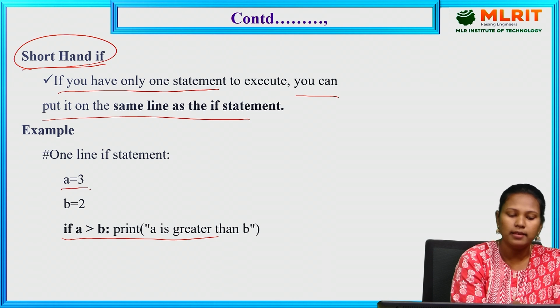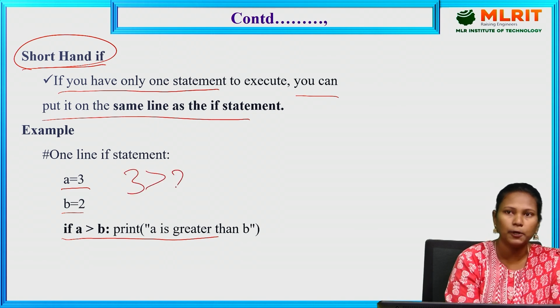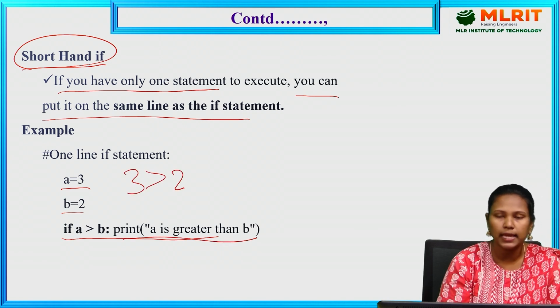So here A is equal to 3, B equal to 2. We are comparing the A value with B. So 3 greater than 2. Yes, the condition is true. It prints A greater than B.